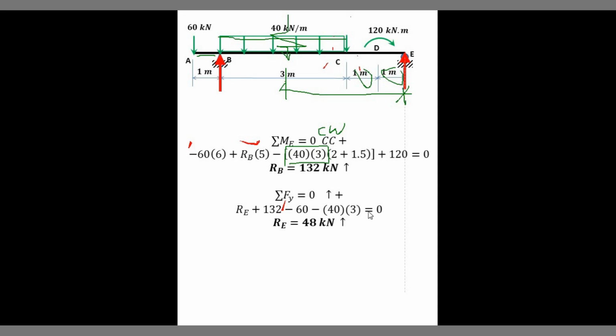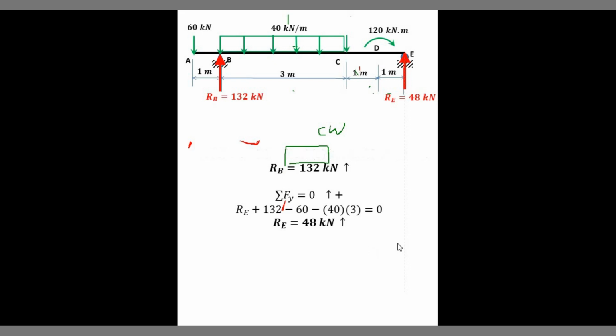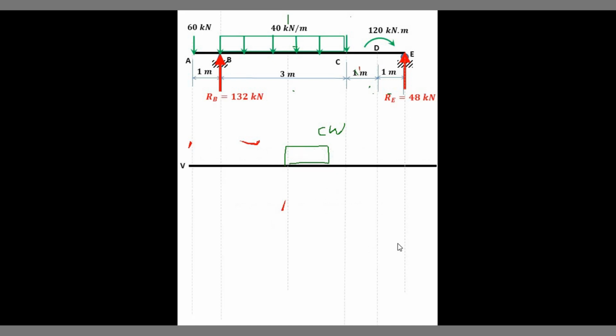Okay? So, nakuha na natin yung mga reactions for the supports. That is 132 kilonewtons and 148 kilonewtons for the hinge and roller support. Pag nakuha na natin yung ating mga reactions, we can now draw the shear and moment diagram using the relationship between the load, the shear, and the moment.